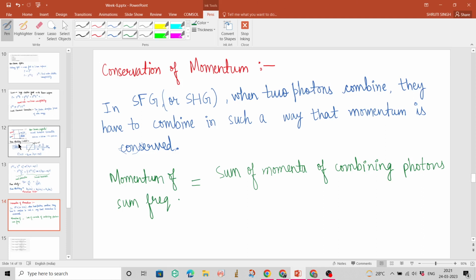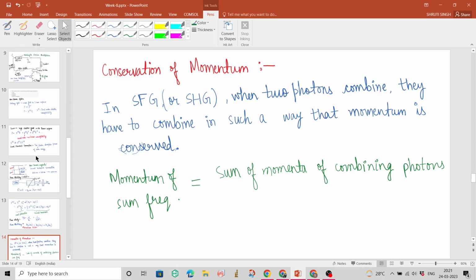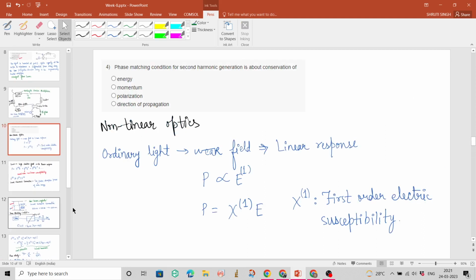So let's go back to the question. The phase matching condition for second harmonic generation is about the conservation of momentum, which we discussed just now. So let's recap a bit here.